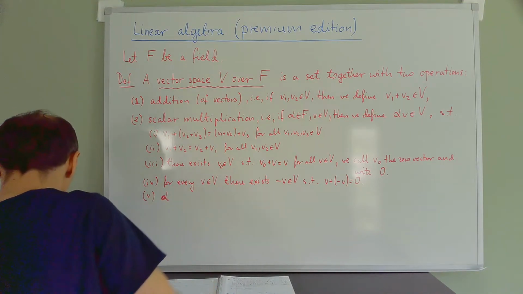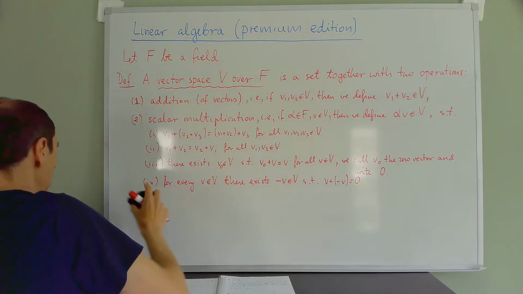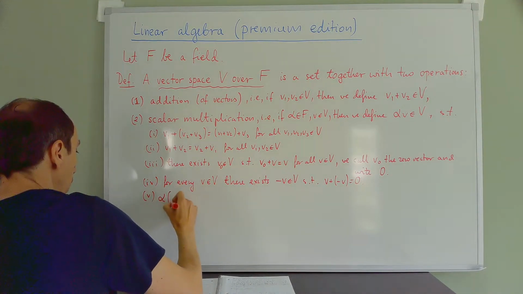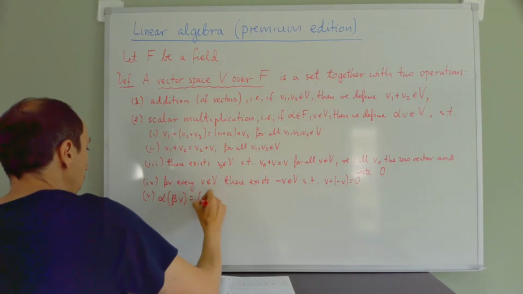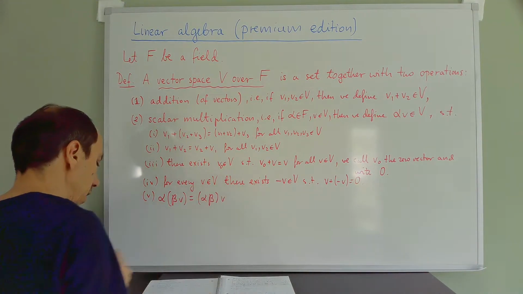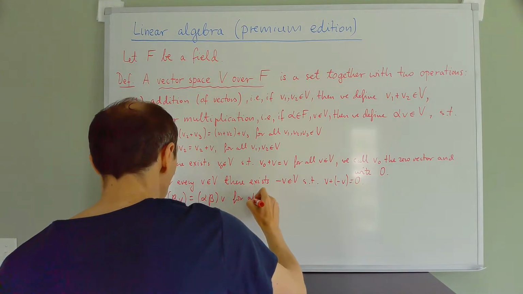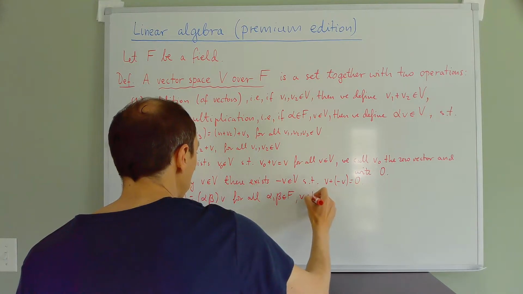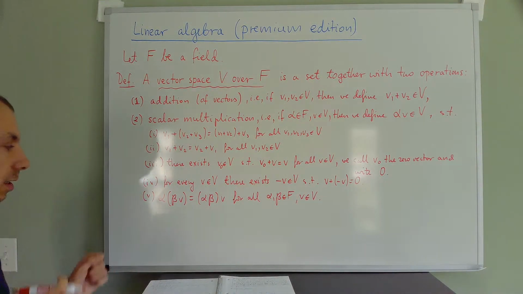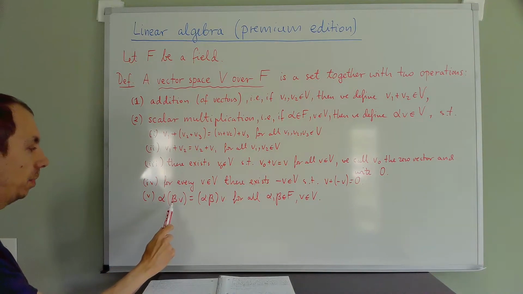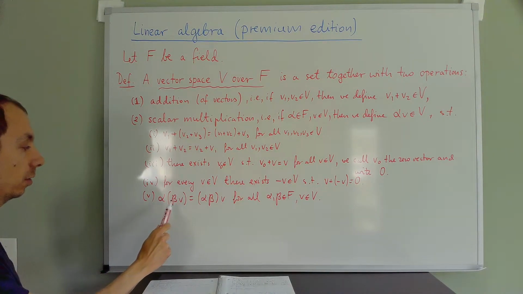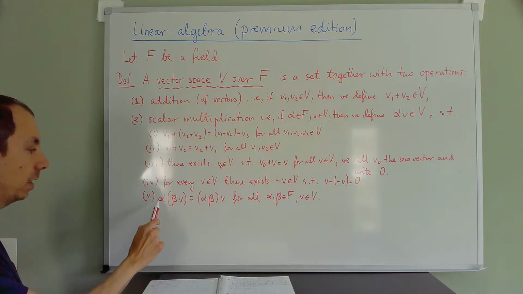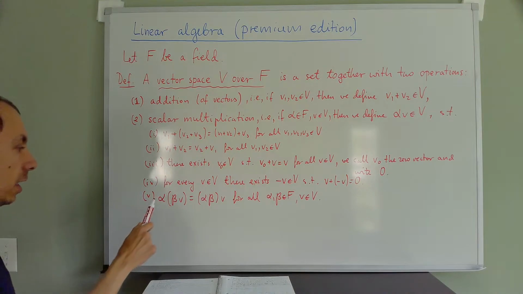Axiom 5: alpha times beta v is alpha beta v, for all alpha and beta in F, v in V. This has to be read correctly, right? What I'm doing here is beta times V. Beta is an element of F, and this is a vector. So beta times V is another vector. And then I multiply by another element of F, so by another scalar, and I get another vector.